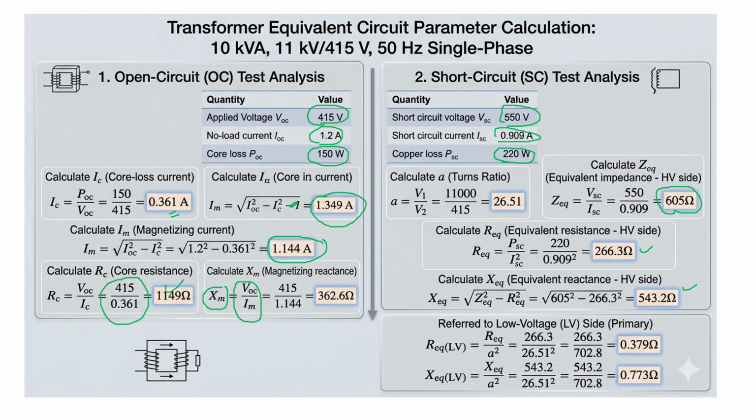Since the core parameters were obtained on the low voltage side, we have to refer the resistance and impedance to the low side. So, we know that the turns ratio is 26:151. So we can take the ratio of R equivalent and Z equivalent. So we have this magnitude of impedance and resistance referred to the primary. So this is how we can represent a transformer model for power flow analysis.